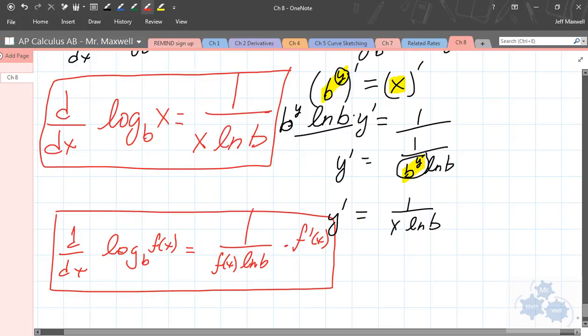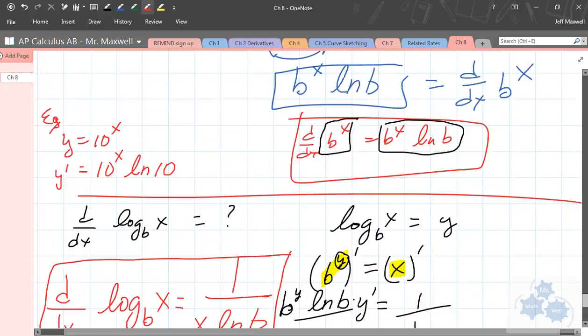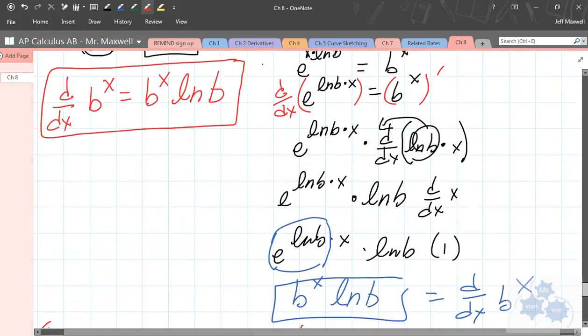So there's your two derivatives for today: the derivative of log of x base b and the derivative of b to the x.